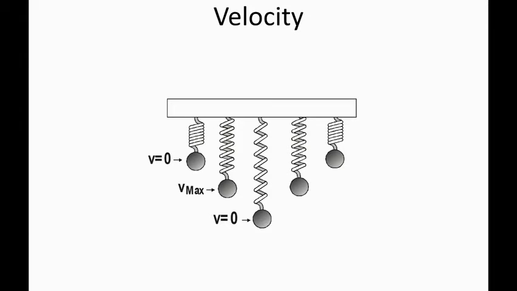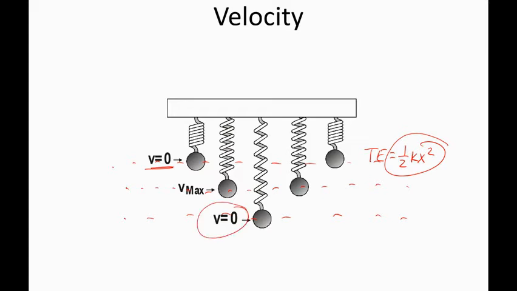So what about velocity? Well, when I'm looking at the velocity, I have my equilibrium position and I have my largest displacement. When my displacement is the largest, my total energy is equal to 1/2 kx squared. That means at that point, my velocity equals 0. So at my maximum displacement, my velocity equals 0. At my minimum displacement, 1/2 kx squared equals 0.